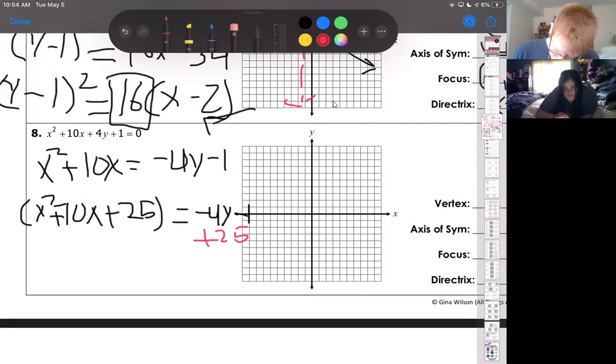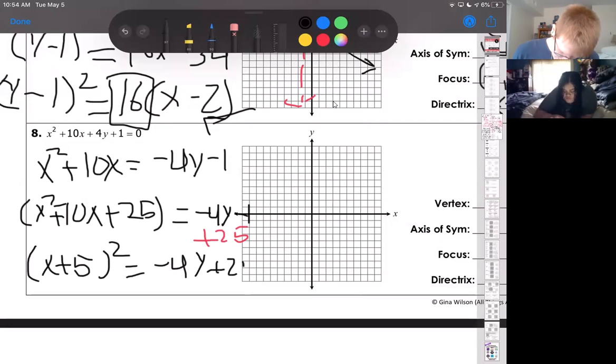So if I do that, I'm going to have x plus 5 squared on the left side. On my right side, I'm going to have negative 4y plus 24. And then the last thing you do, you can factor that right side. You can factor out a negative 4. So 24 divided by 4 is, it's negative 4, so it would be minus 6. That left side stays the same.